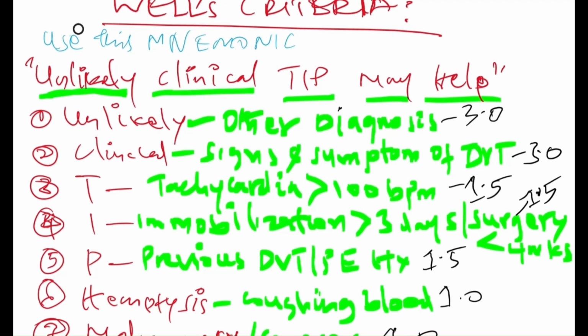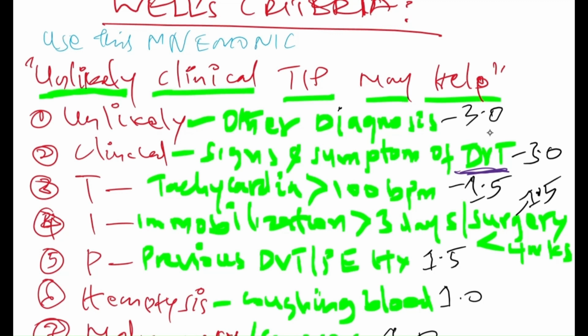And then we have the T here, which is tachycardia. If the patient has a heart rate of more than 100 beats per minute, we will score that patient at 1.5. And then we have immobilization, that is, if the patient has been non-ambulatory for the past 3 days or has had surgery within the last 4 weeks, we will award that patient 1.5.